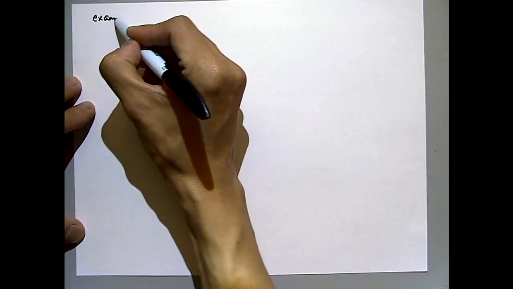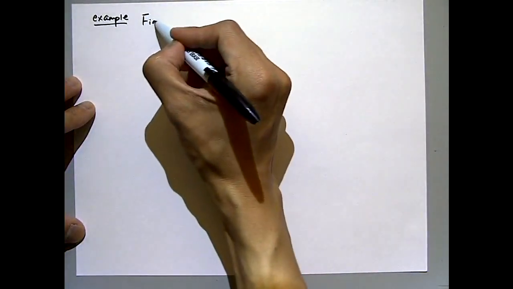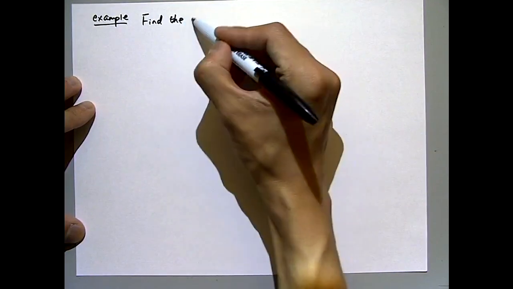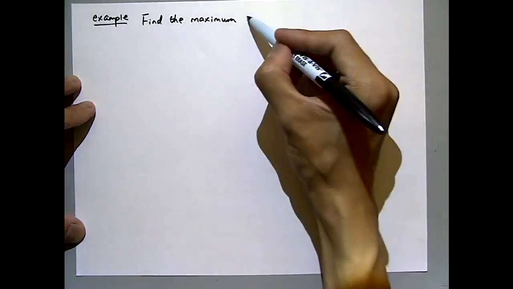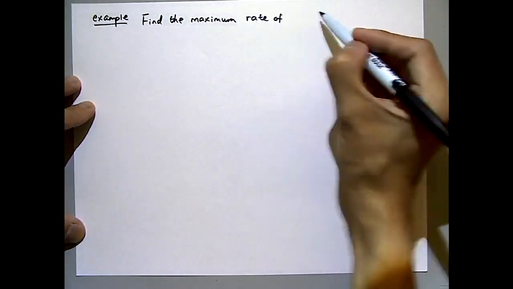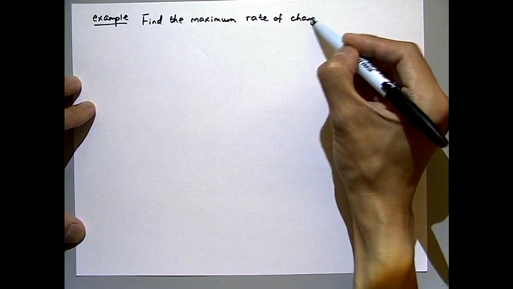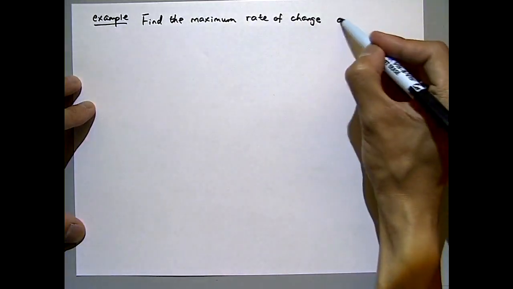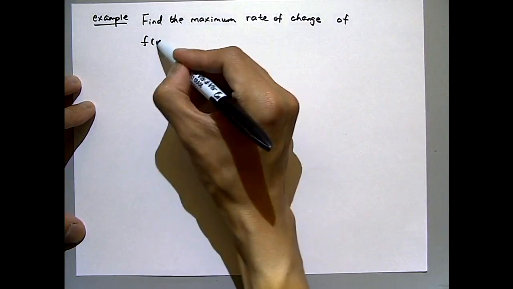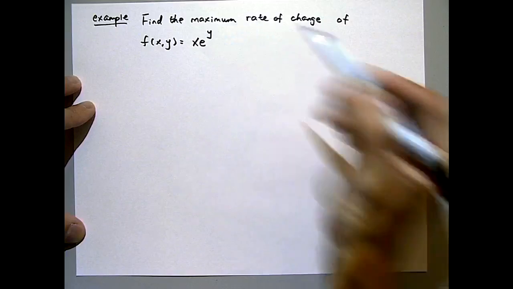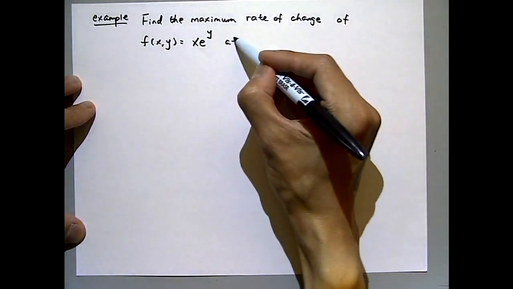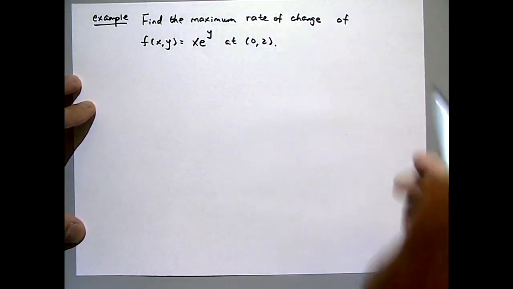Okay, let's do a couple examples. Let's find the maximum rate of change of this function at the point (0, 2).